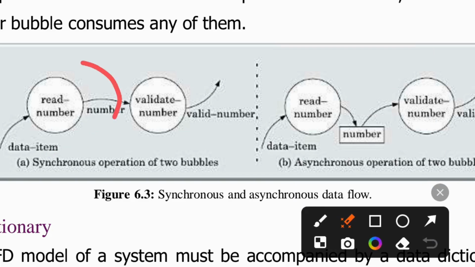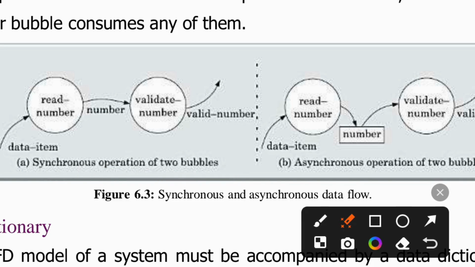Here see the picture. Here this is the read number. Given the data flow arrow, it is a data item, and after read number, it is a circle or bubble that inputs and processes the data. After the bubble, the number is directly connected to another circle, validate number, and finally gives the output, a valid number. These two bubbles directly connected with a data flow arrow is called synchronous operation of two bubbles.